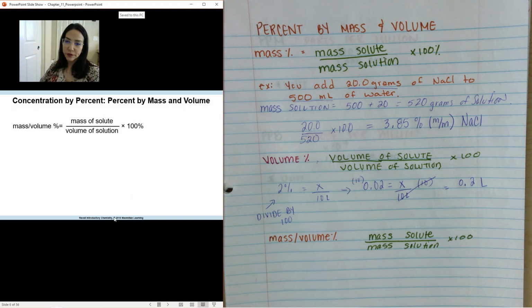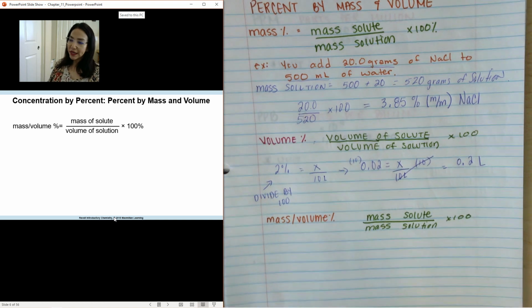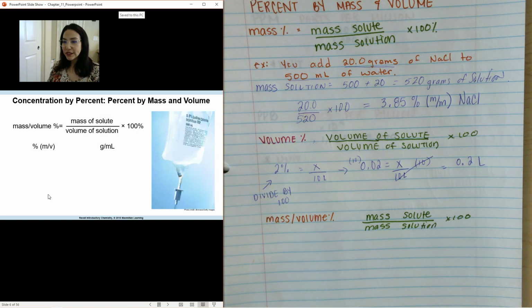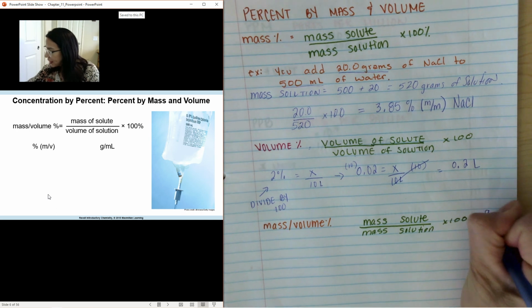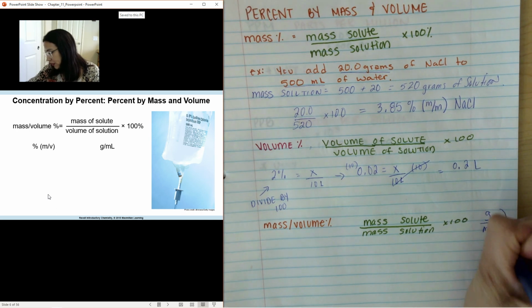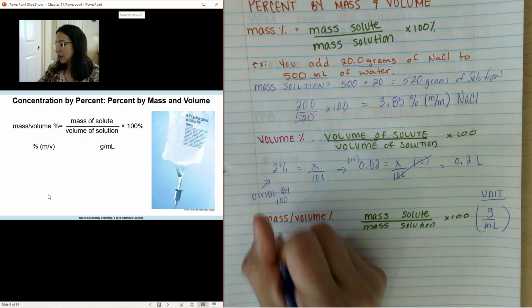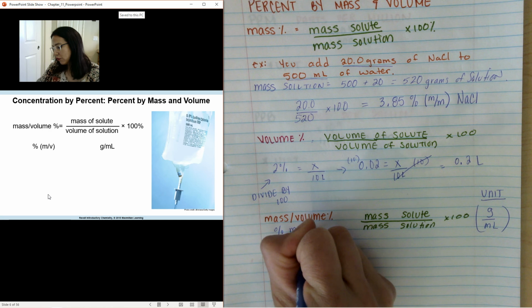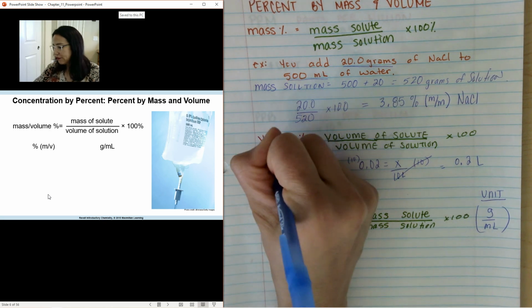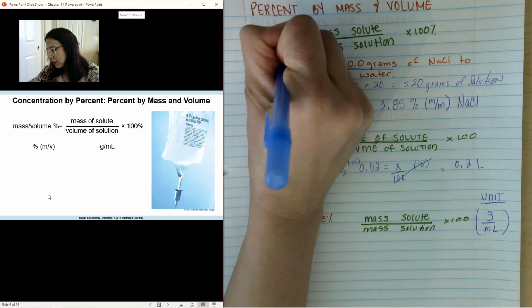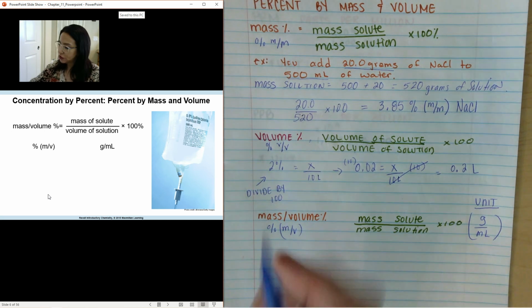All right. So the next one we're going to look at is mass divided by volume: the mass of the solute divided by the volume of the solution. As you guessed, it's going to be quite the same. It's just grams per milliliter as our unit. So I'm going to write that down. That's important to know: grams per milliliter is our unit. And we describe this as percent of M over V. The previous one was described as percent of V over V, and the first one was M over M. The percent of each.